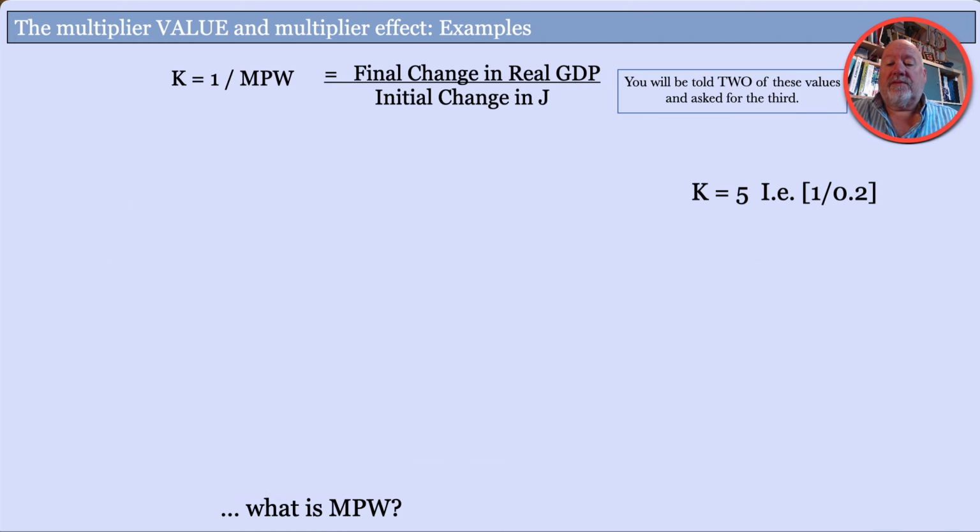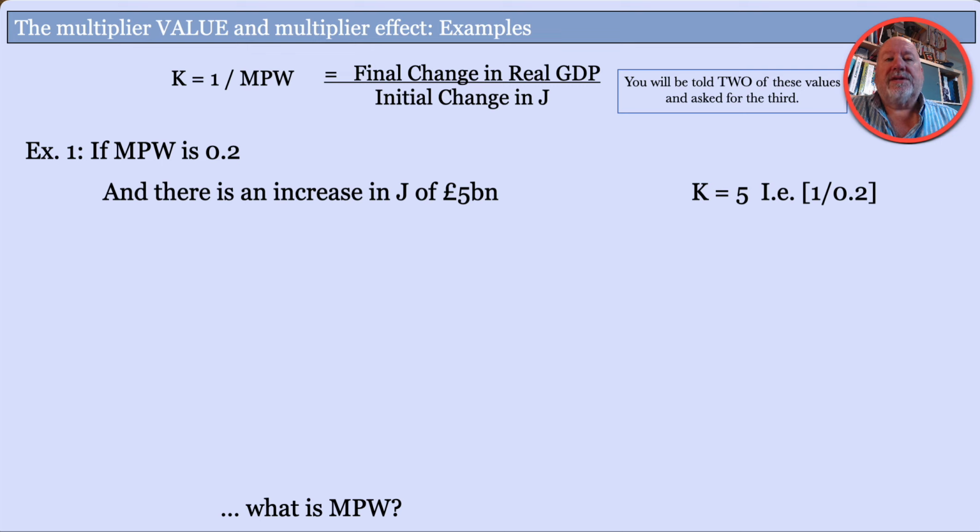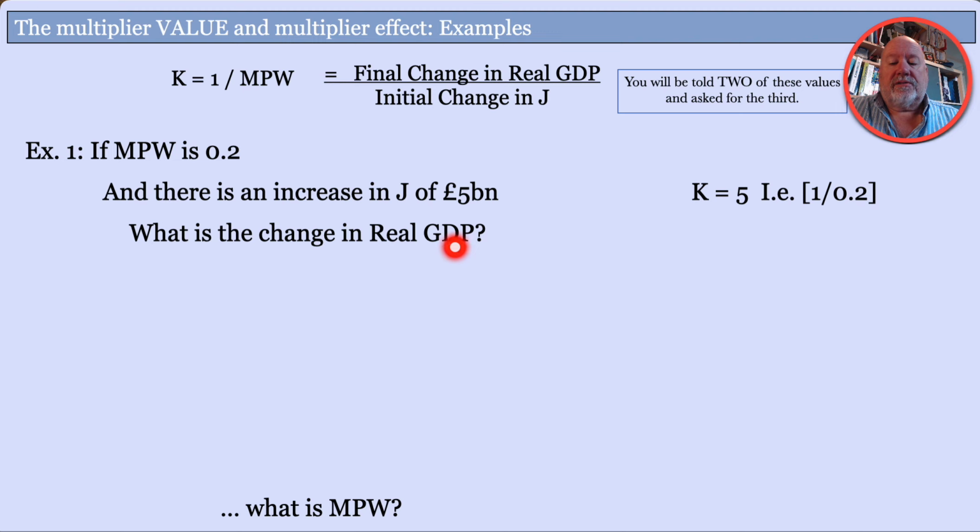So let me give you an example. If MPW is 0.2 and there is an increase in injections of 5 billion, what is the change in real GDP? Well, the first thing you work out, because you're told the MPW and you're told injections and you're trying to find this one out, is the value of the multiplier. So if MPW is 0.2, 1 over 0.2 gives me an answer of 5. So the multiplier value is 5.